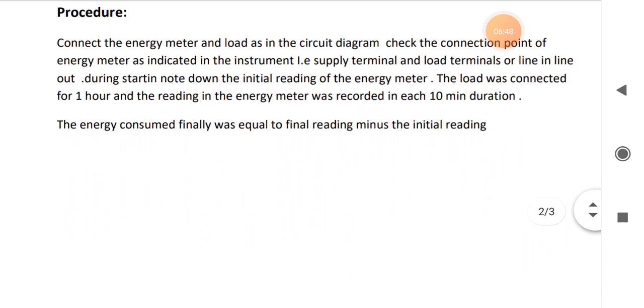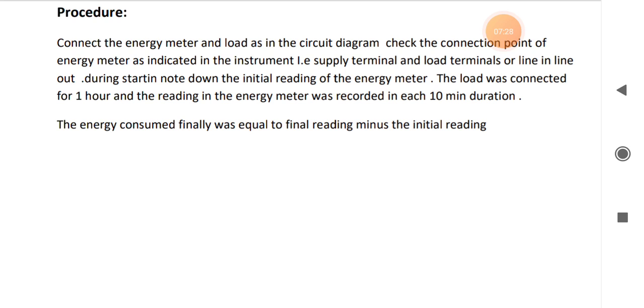Procedure, now we'll discuss the procedure. We have to connect the energy meter and load as in the circuit diagram. This will be written in past form. I have just written in a short form. You have to elaborate it. Check the connection points of the energy meter as indicated in the instrument, that is supply terminal and load terminals, or line in and line out. So students, you have to be very careful which terminals are line in and which are line out. It will be clearly indicated in the energy meters.